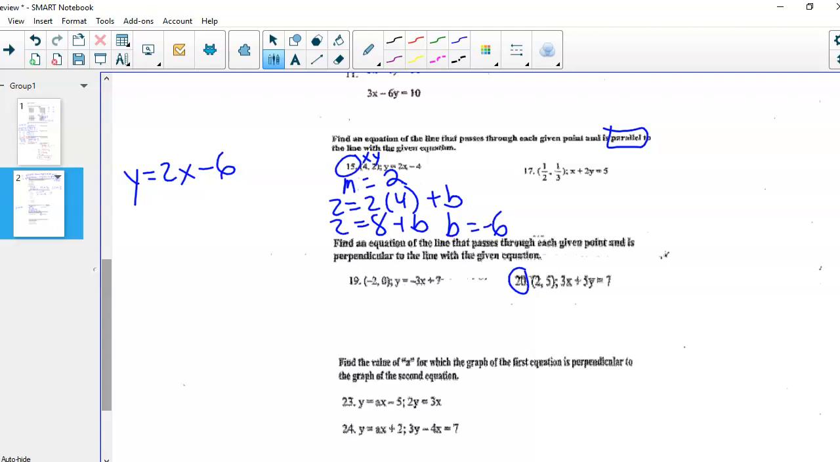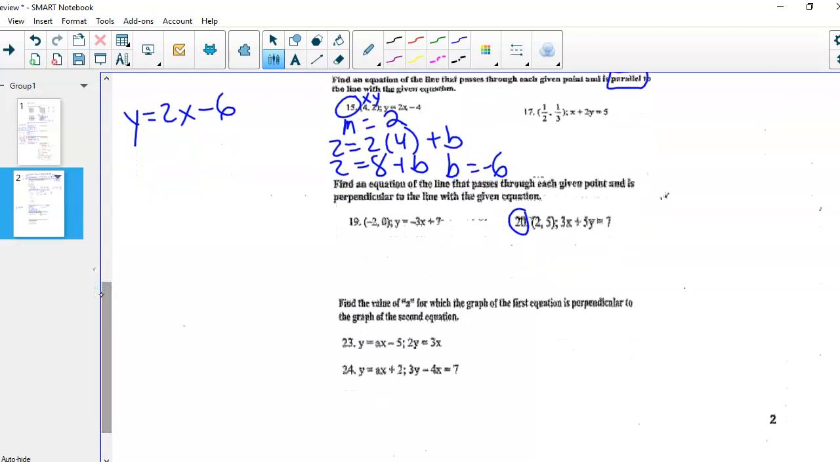Now the only difference between 15 and 17, or 19 and 20, is that for these two you have to solve for y before you start this process. Same thing, just solve it for y first. So for 20, this is asking for a line that's perpendicular through this. We need to solve this for y first. How would we do that? Subtract 3x from both sides, and divide everything by 5.